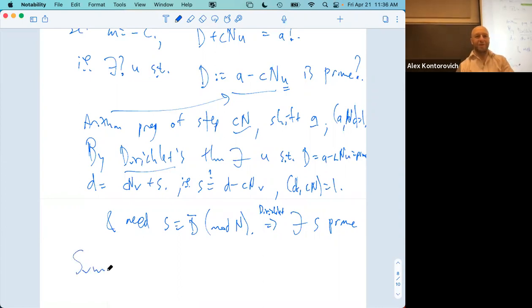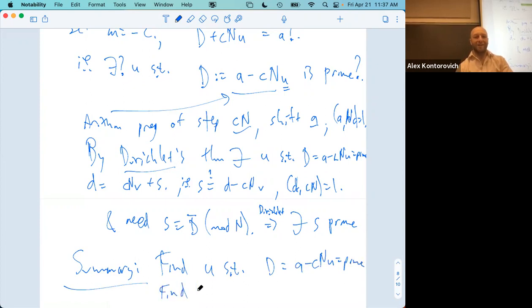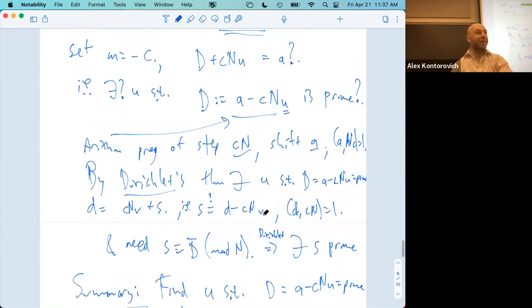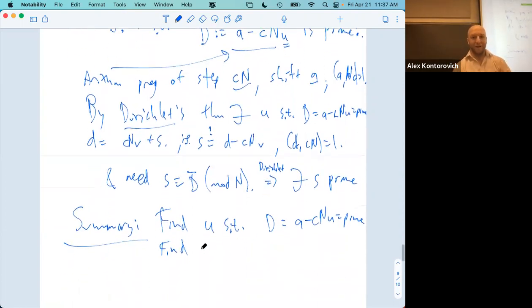So let's summarize. We're almost out of time. Find U such that D is equal to A minus CnU is prime. The point is here we want to find V, and U and V are completely free. They're independent of one another. Find V such that S is congruent to D. Okay, S is defined by D minus CnV is prime, and S is congruent to D bar mod capital N.